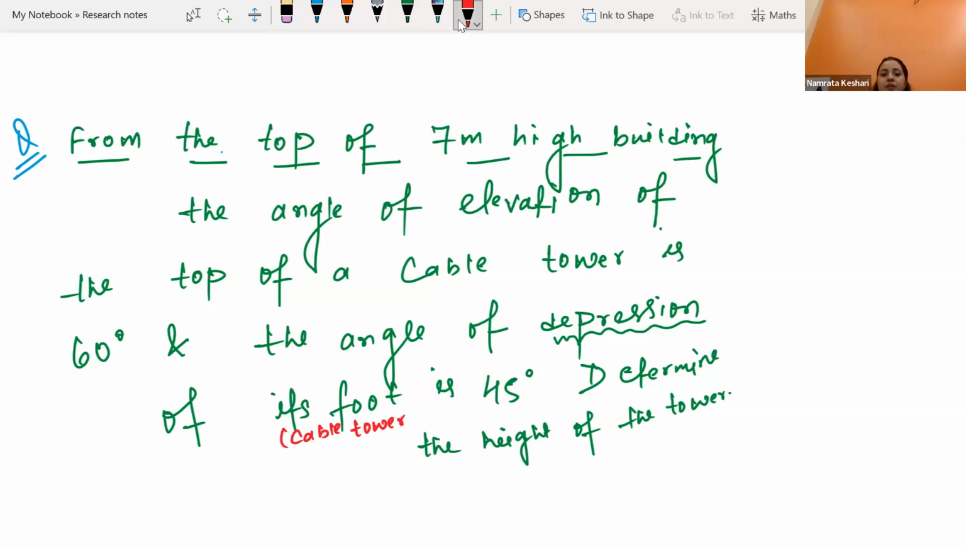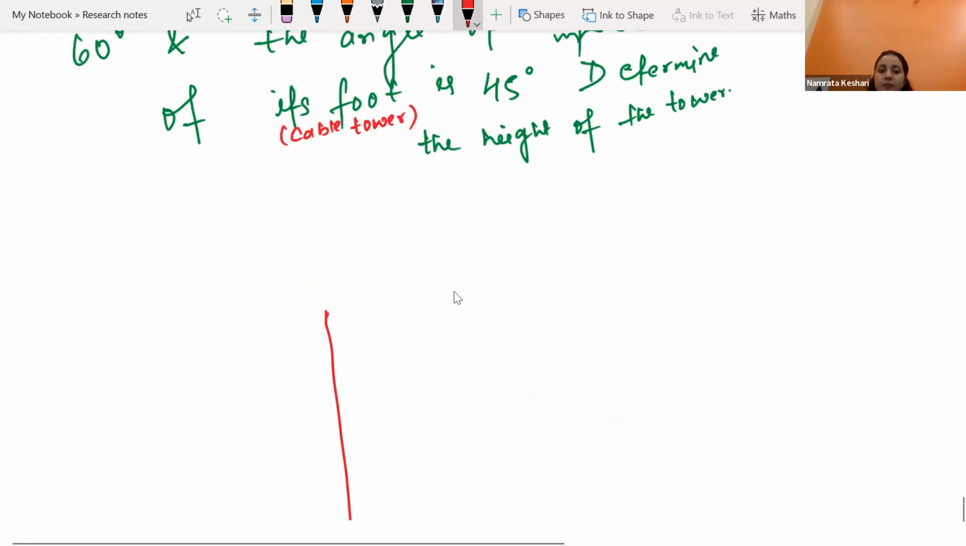If you read the question carefully, it says that from the top of the 7-meter high building, the angle of elevation of what? Of the top of the cable tower. So we just know there is a building, there is a tower. Now which one is bigger, which one is smaller? So far we are not getting that. Which one is higher than the other one, that we are not getting for now. Let's continue.